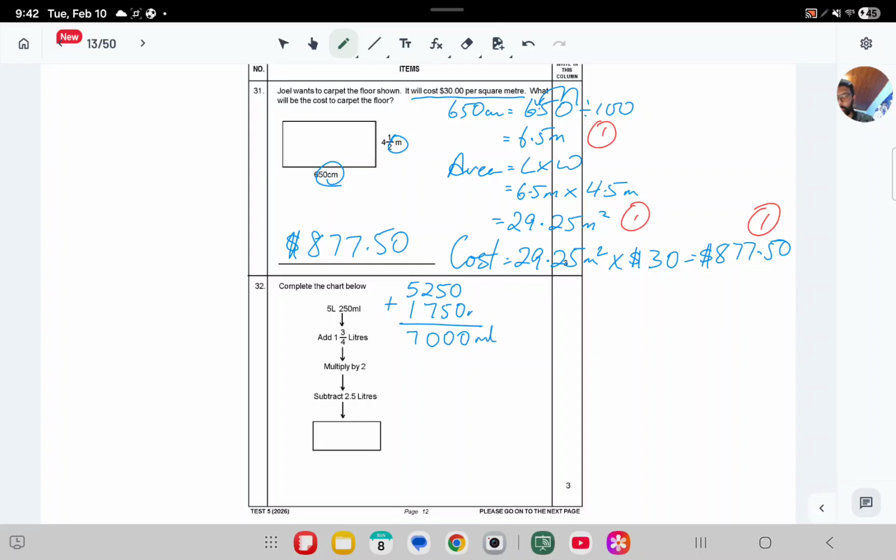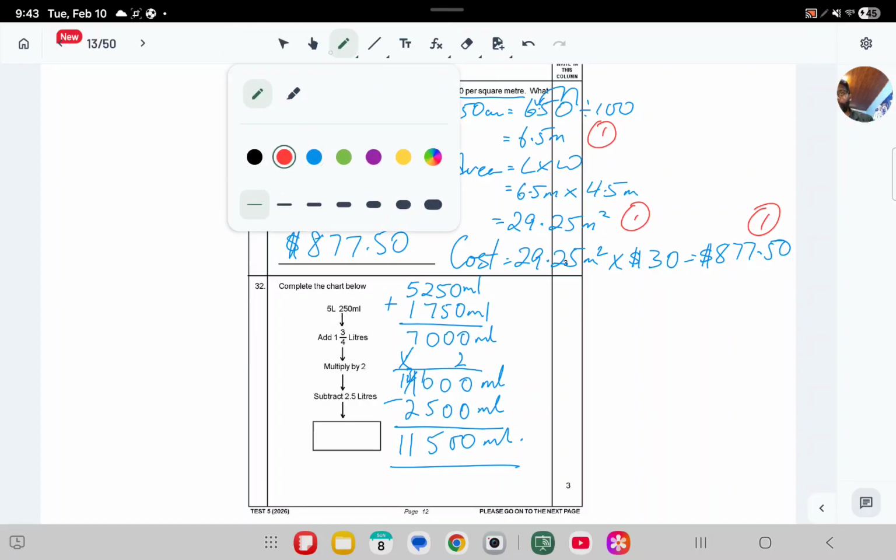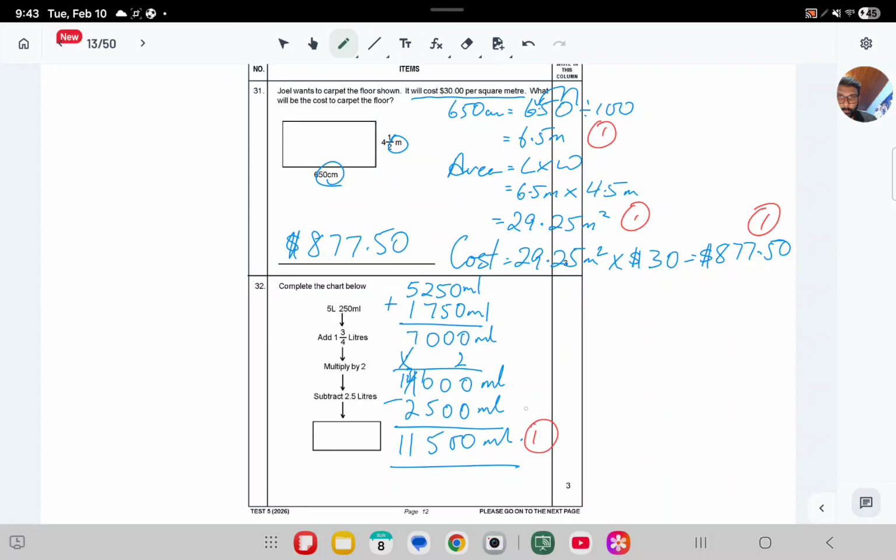When I add up these two here now, we get 7,000 milliliters. From here now, this had multiply by 2. So we get 14,000 milliliters. Then this subtract 2.5 liters. To convert 2.5 liters, we multiply by 1,000. That will give us 2,500 milliliters. Which will leave us with 11,500 milliliters. Alright. So final answer, 11,500. 1 mark. Good.